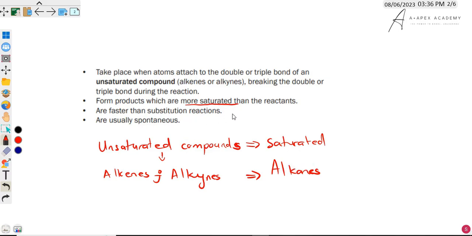Now it says that they are faster than substitution reactions, and they are usually spontaneous. Spontaneous simply means that most of them won't need any energy in terms of heat, and some won't even need a catalyst. Remember that a catalyst is any substance that speeds up a reaction without undergoing a physical or chemical change. So it doesn't take part in the chemical reaction itself, but serves to speed up the reaction.